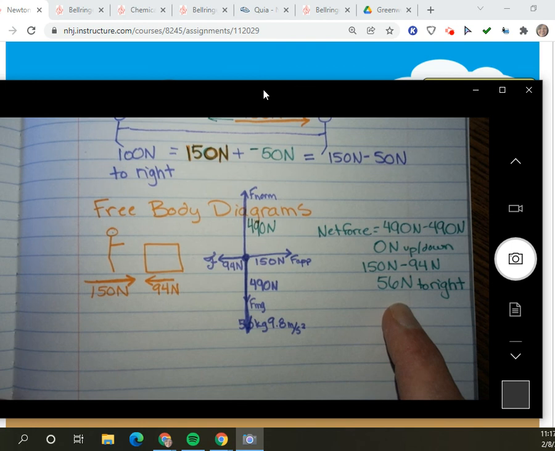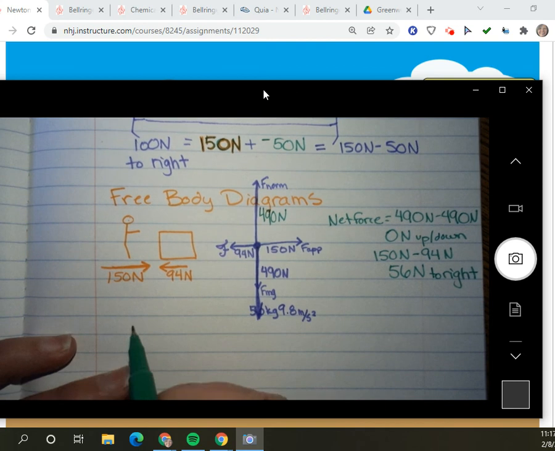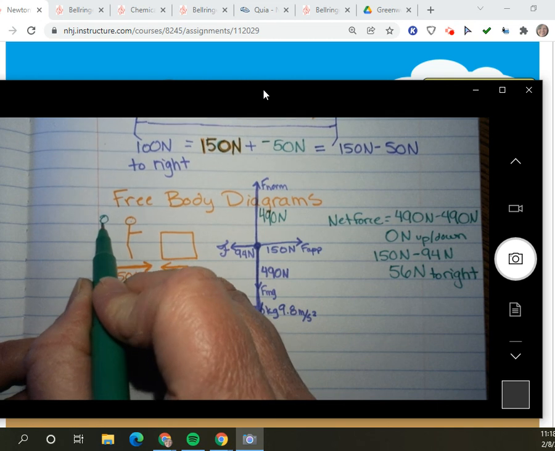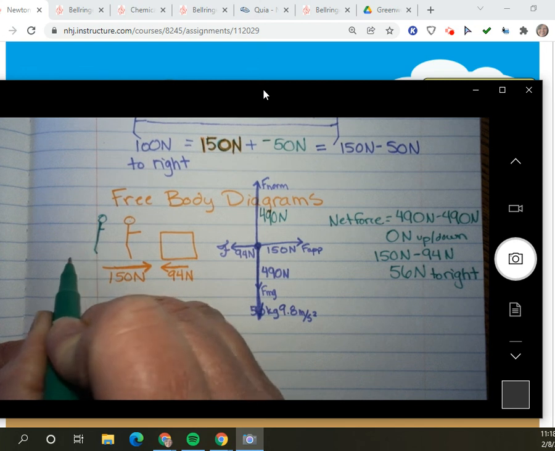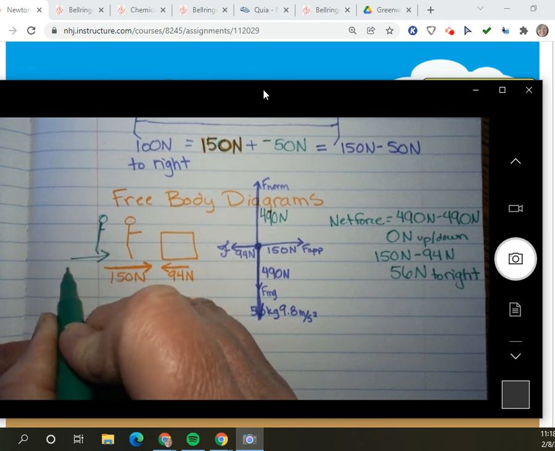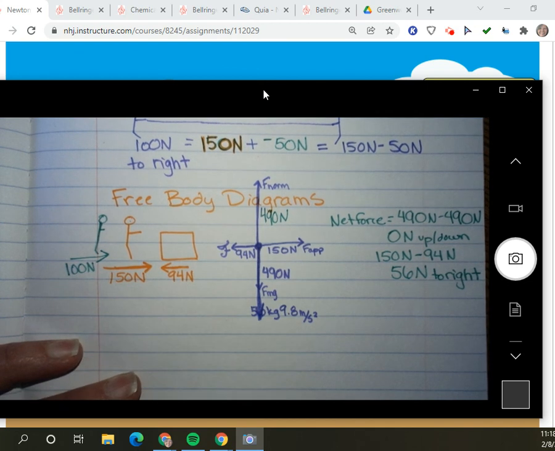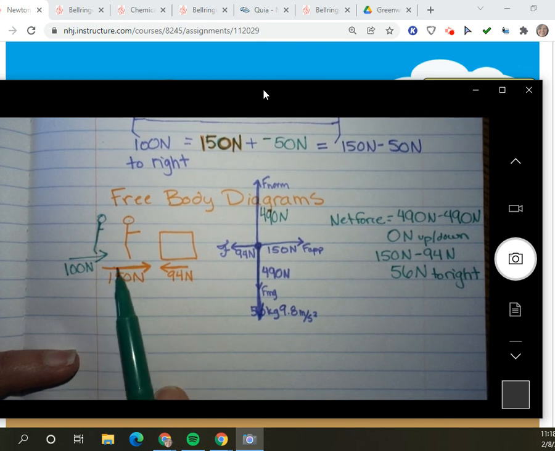Okay. Give me a thumbs up if you get this and this seems easy. You're good? Okay. One more example. Let's come down here again. What if I have two people? And this person is also pushing with, let's say, 100 newtons onto the box. So if I push the box with 100 more newtons, what do I do with those numbers?